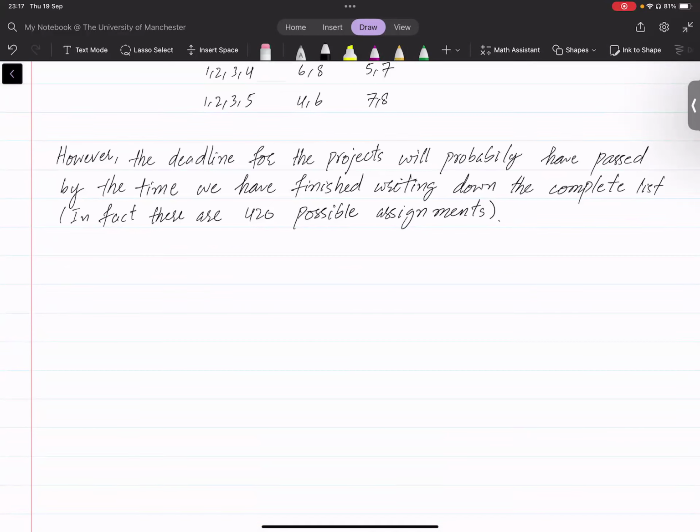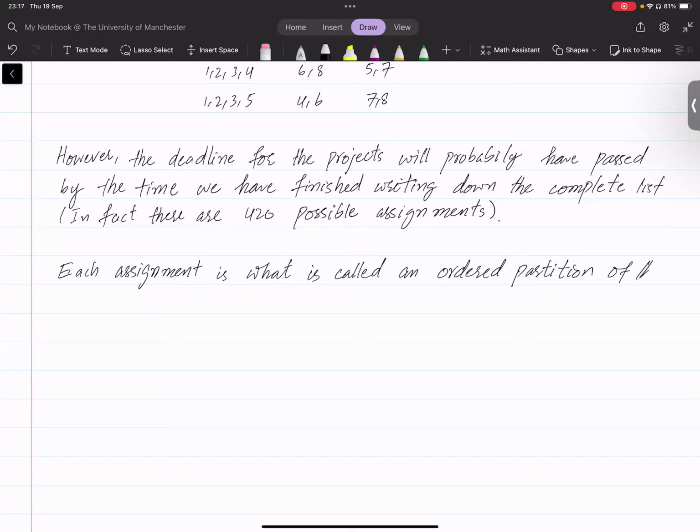So each assignment is what is called an ordered partition of the set which has 8 elements and subsets A, B, C of sizes 4, 2, 2. So here is a general definition of such a thing.